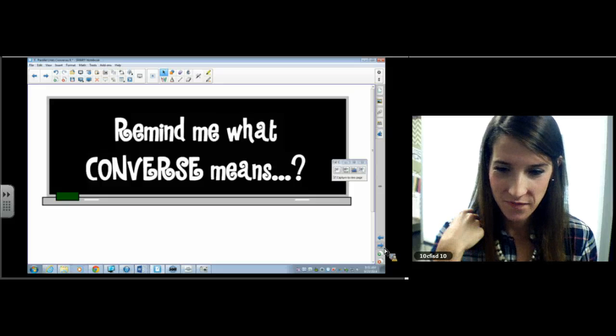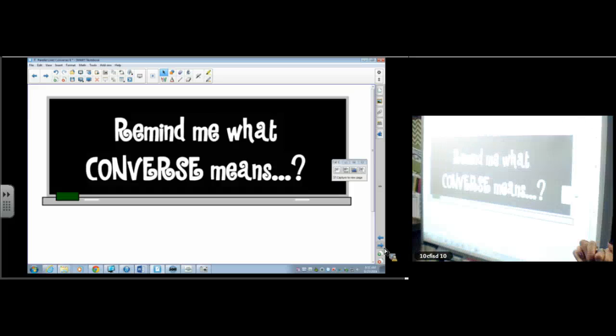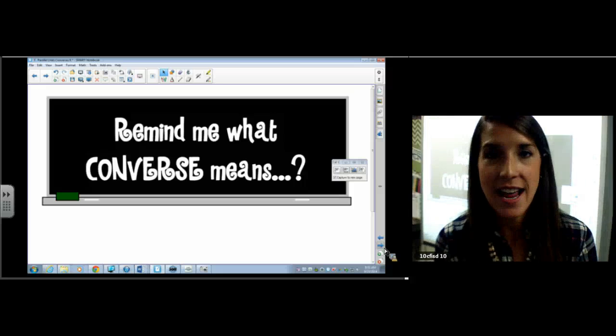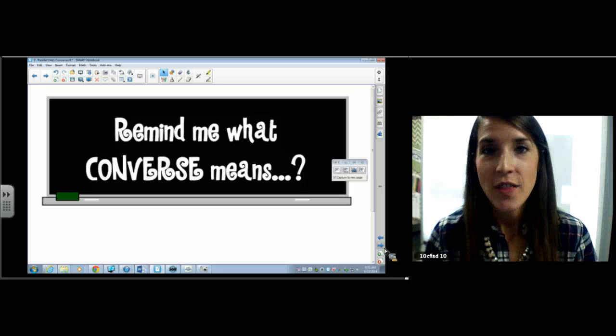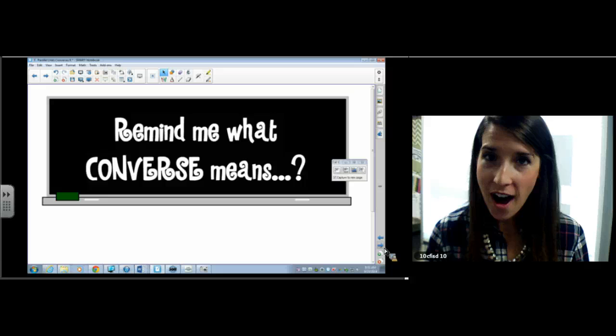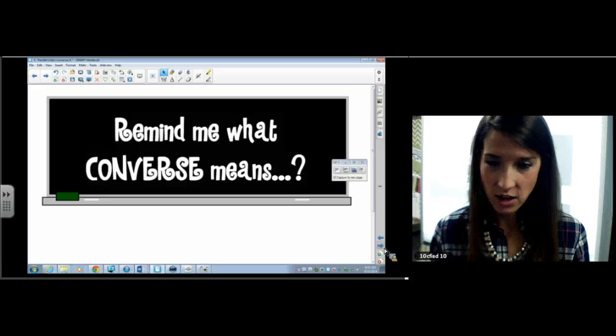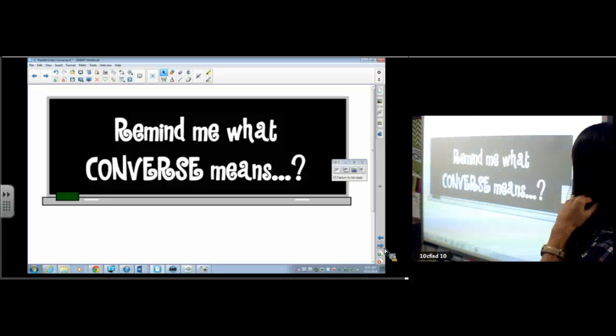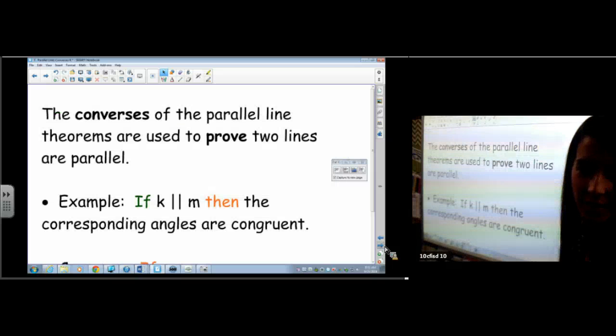Anyone, what does it mean? Reverse, thank you. Converse means reverse. If it is sunny outside, then it is hot. The converse would be if it is hot, then it is sunny, right? You're just switching the hypothesis in the conclusion. All right.